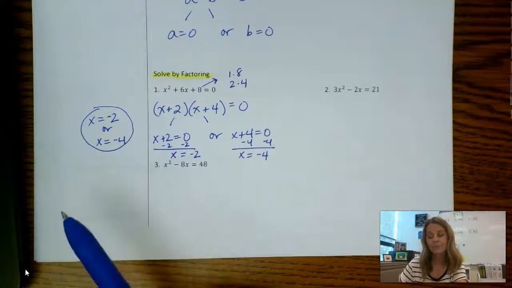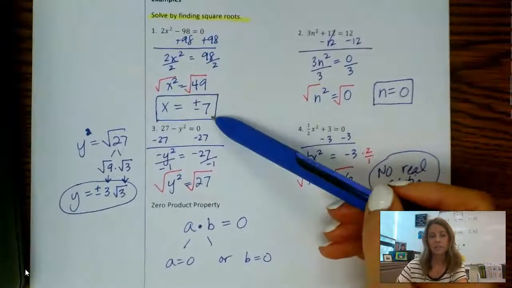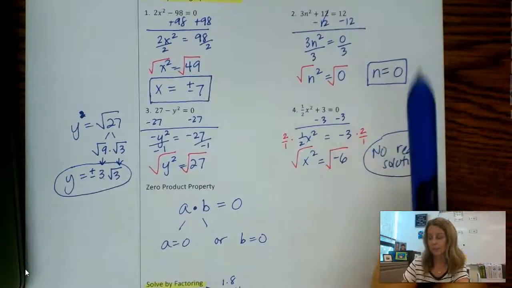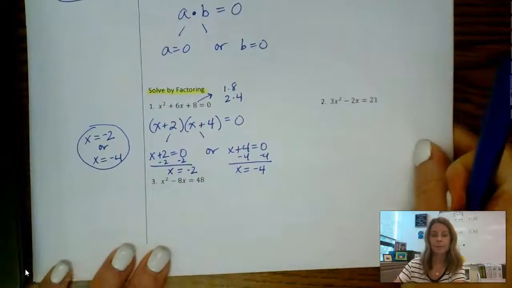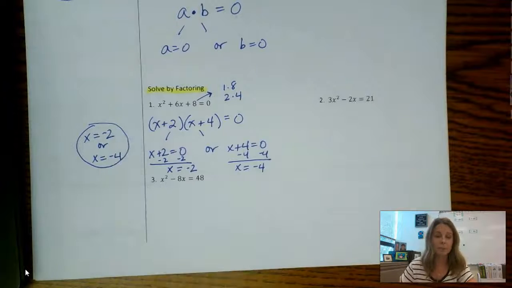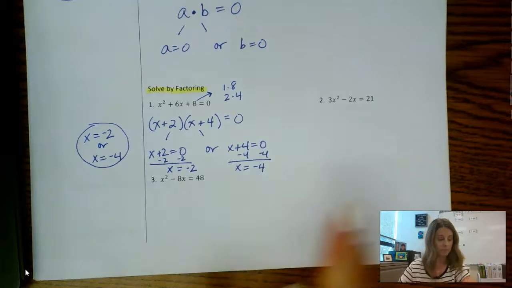It's a little different than square rooting, because when we solve by square root, it's plus or minus that particular value. But when we solve by factoring, we typically have two different answers as a solution.